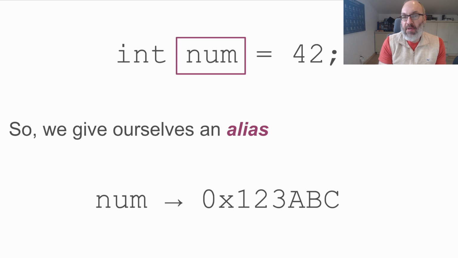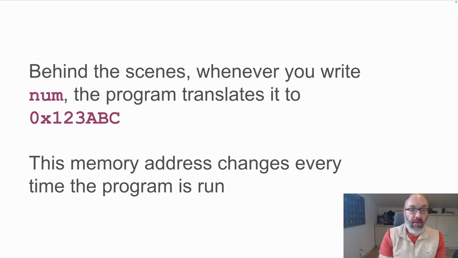So whenever you type num, behind the scenes the program resolves this to say, hey, go to this memory address and then read and write the values straight from that memory address. How are you going to treat those values? Well, you're going to treat them as integers. That's what's going on there. So whenever you write num, the program is going to translate it to 0x123abc or whatever the address is, and then do something with it. It's going to read some value from it, or put a value into that memory location.